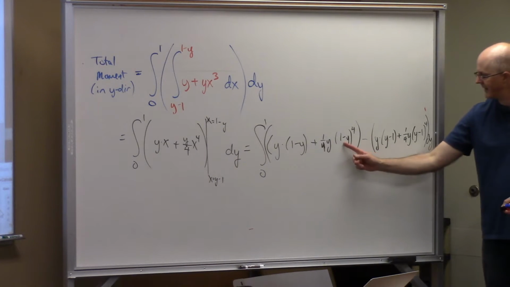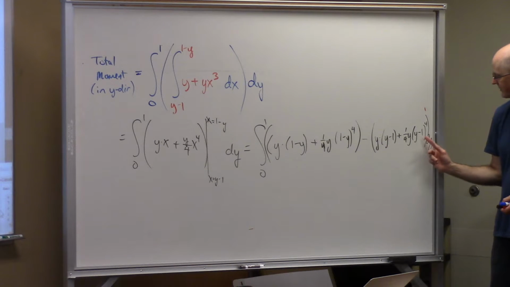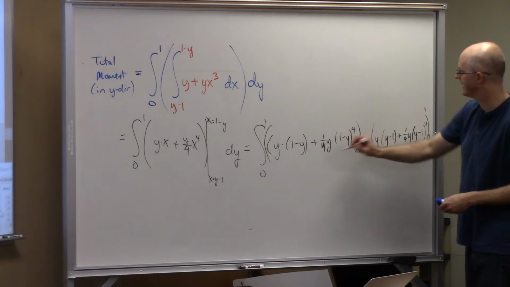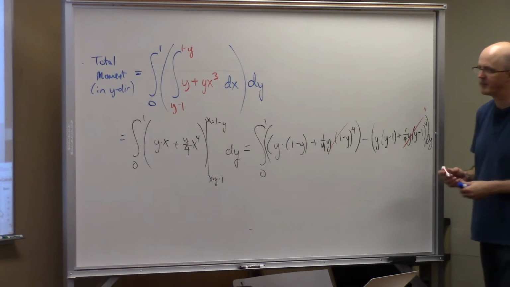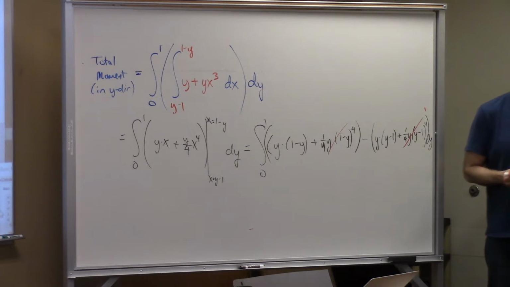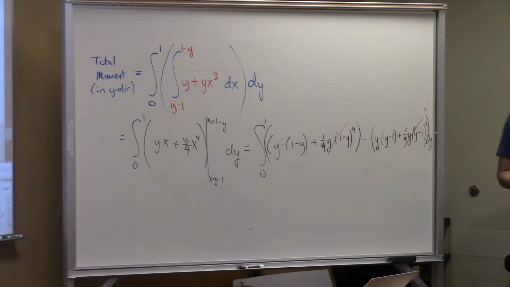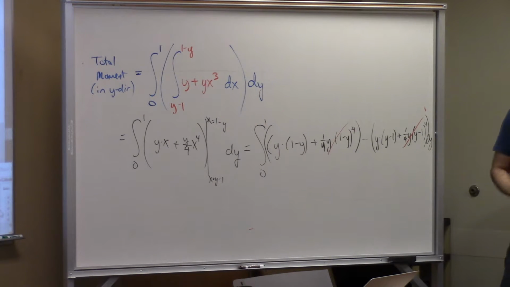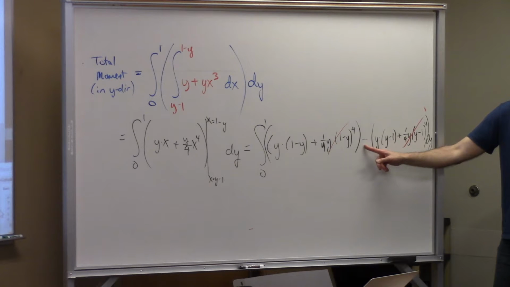Even though you've got a 1 minus y to the fourth and a switched around y minus 1 to the fourth, those actually do cancel because raising to the fourth power, it doesn't matter whether the opposite thing is in there or not. 1 minus y is negative y minus 1. It doesn't matter though because I'm raising to an even power. So they cancel because of the minus sign there.